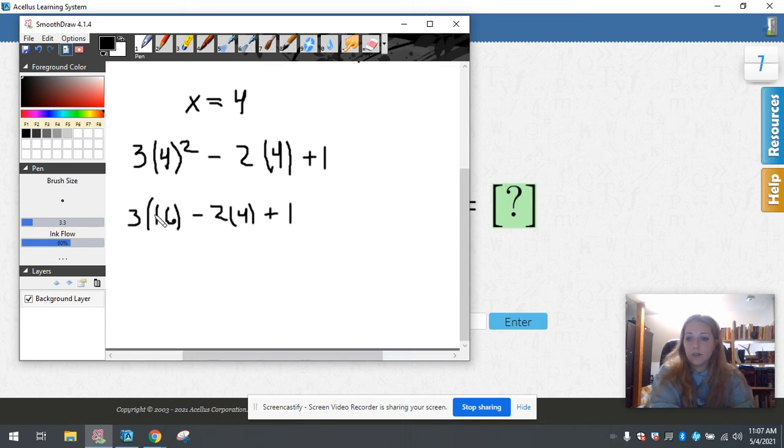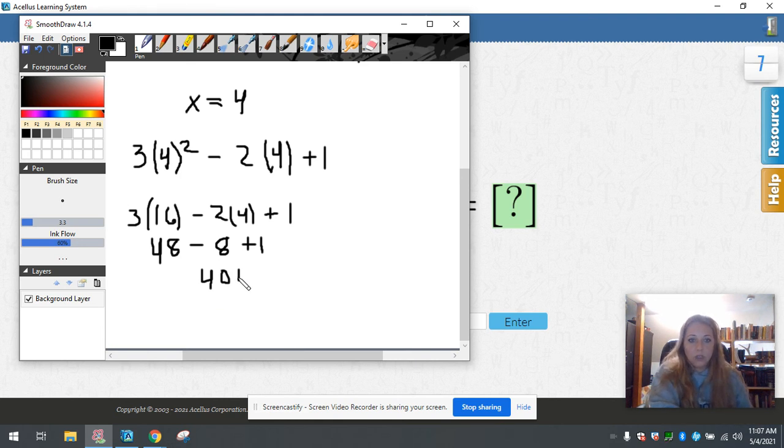Okay, then after exponents, I check for multiplication and division. I don't have any division in this problem, but I do have multiplication, so I'm going to do that. 3 times 16 is 48. 2 times 4 is 8. Now I'm going to check for addition and subtraction. I'm going to do whichever one is first in order of left to right. 48 minus 8 is 40.